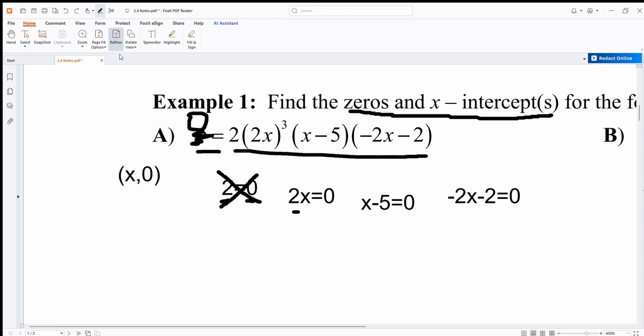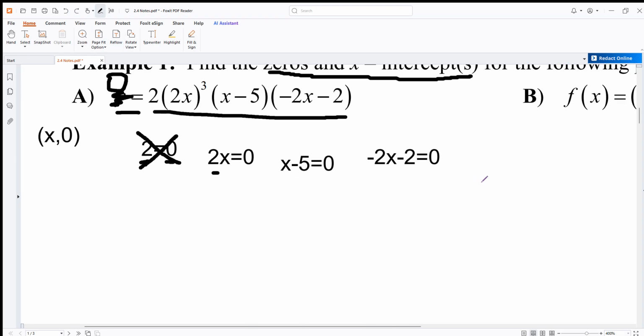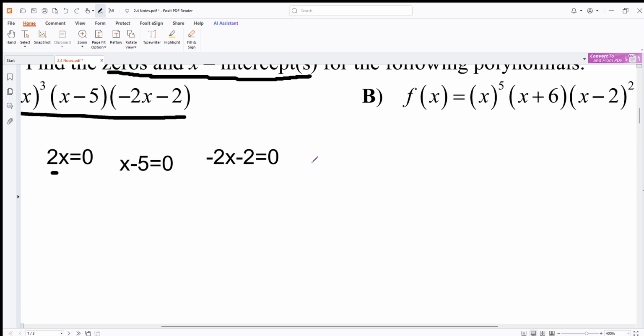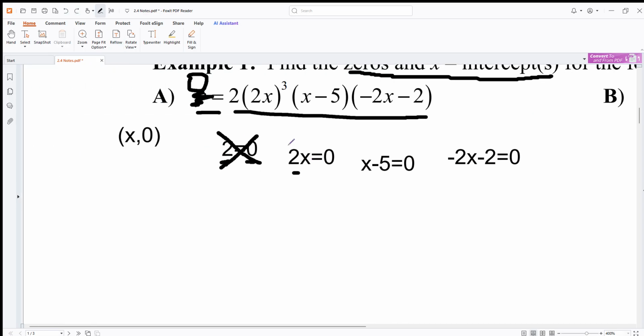Absolutely. So when you hit a case like this, and it's going to be the same for example B as well, if there's ever a number out front, like if we had a 4 there, we're not going to worry about it unless that was a 4x, right? So if there's ever an x involved, set it to 0. Okay, so let's finish solving these.